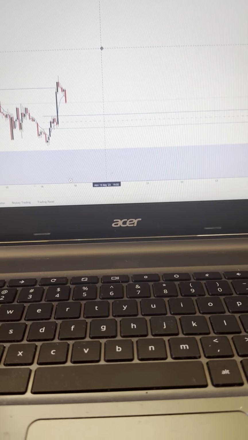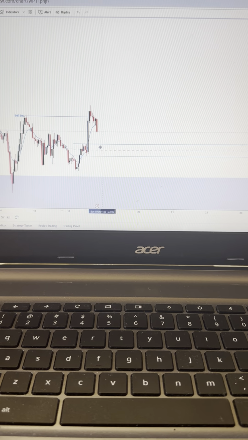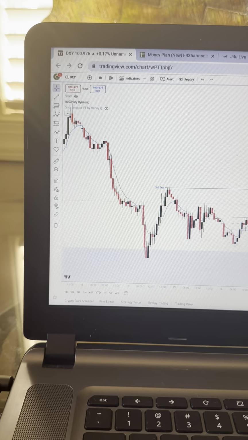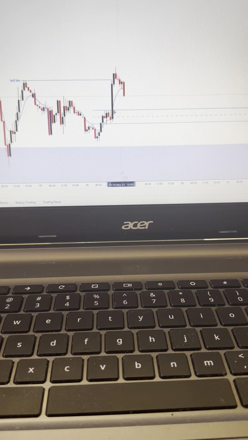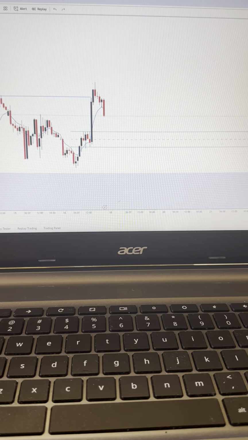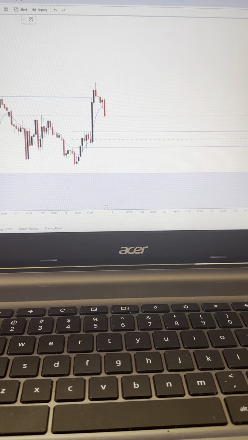We're on the 1 hour. I'm looking at this zone here specifically, guys. This is the 1 hour time frame. I'm looking at this zone here specifically to get a bull reaction from. This is what I'm anticipating could happen on this 1 hour.